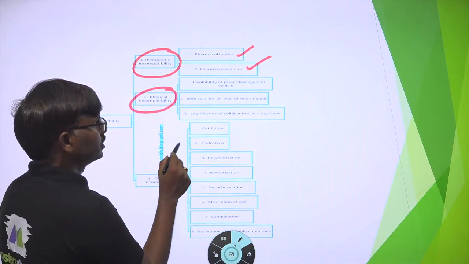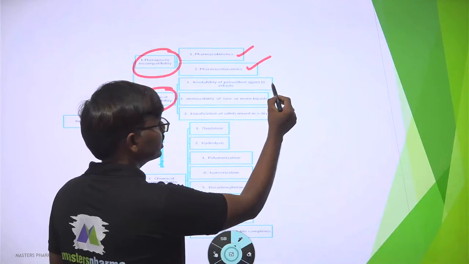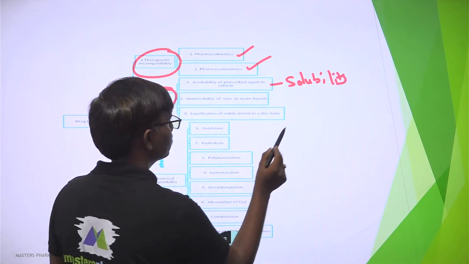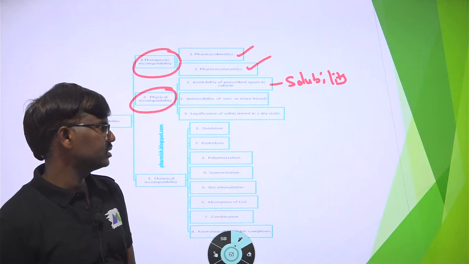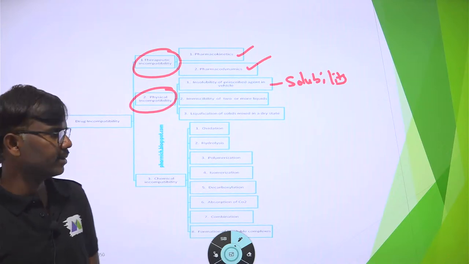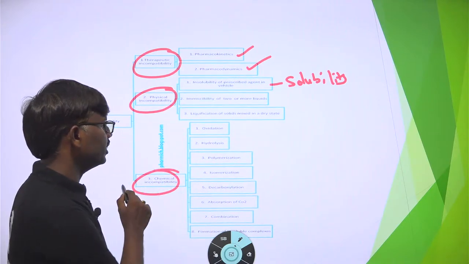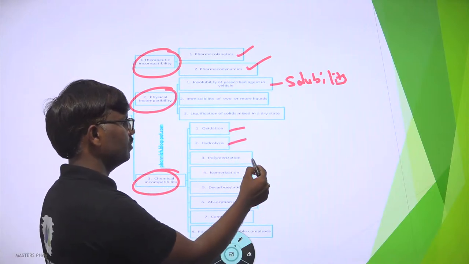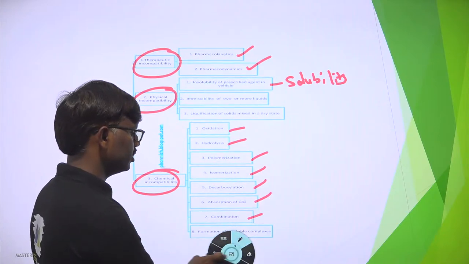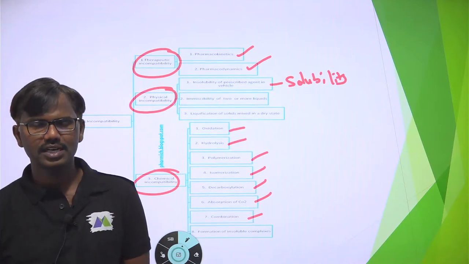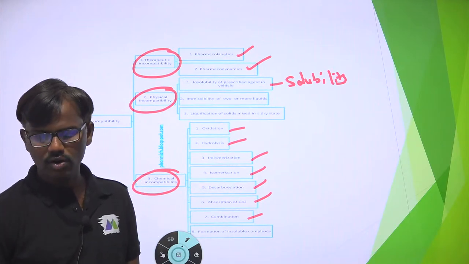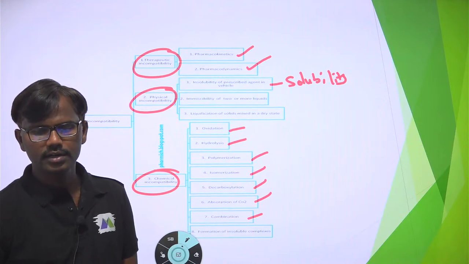Then coming to physical incompatibility: insolubility of prescribed agent in vehicle, so solubility will be disturbed; immiscibility of two or more liquids; and liquefaction of solids mixed in a dry state. This is called physical incompatibility. Coming to chemical incompatibility: oxidation, hydrolysis, polymerization, isomerization, decarboxylation, absorption of carbon dioxide, combination, and formation of insoluble complexes. There are different reagents, different examples. You must remember all these physical and chemical incompatibilities, right?